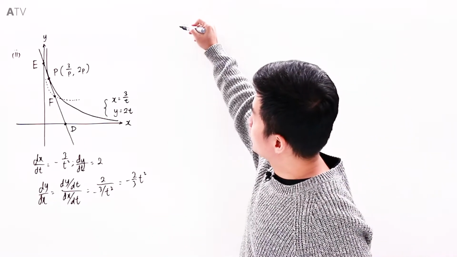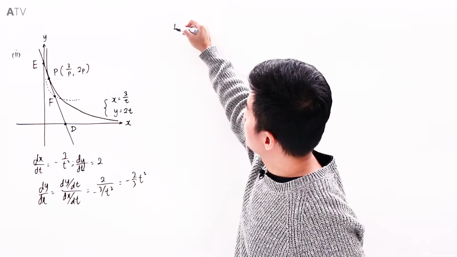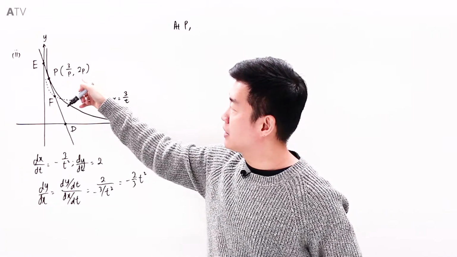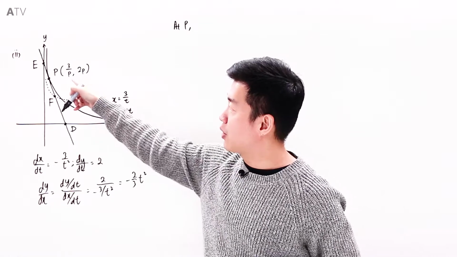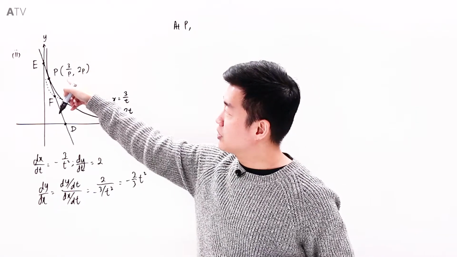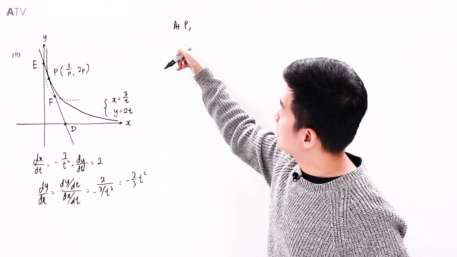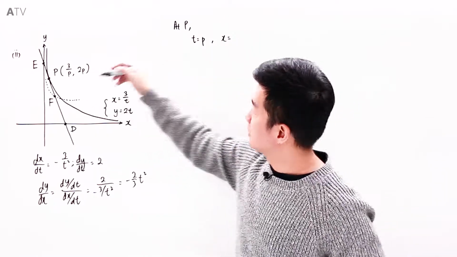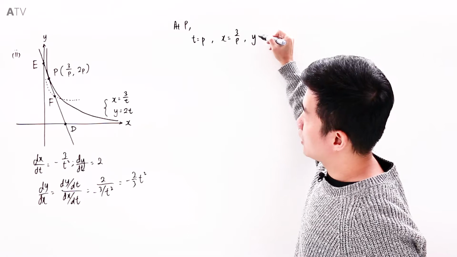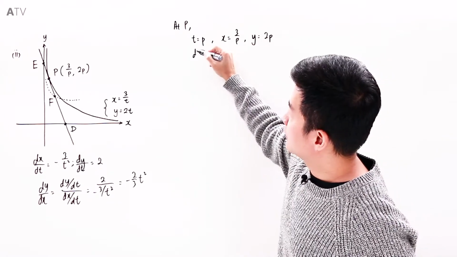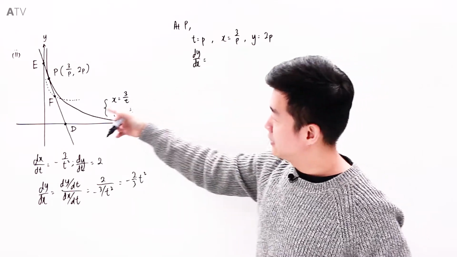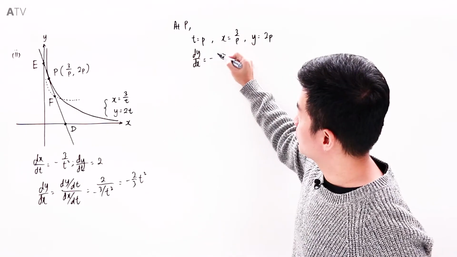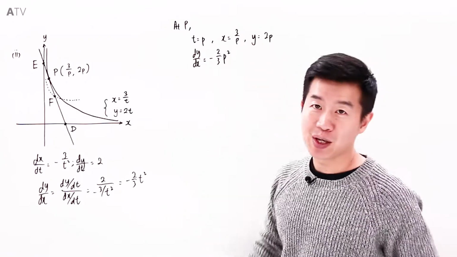And with this, let us try to work on the equation of the tangent at P. So at the point P, from observation, since this xy coordinate is also a point on this curve, I can see that t is going to be equal to p. So at this point here, the parameter t is equal to p. The x coordinate is going to be 3 over p, and the y coordinate is going to be 2p. And how about the gradient? dy/dx for the curve is in terms of t, and t is equal to p. So dy/dx is going to be equal to minus 2 over 3p squared.